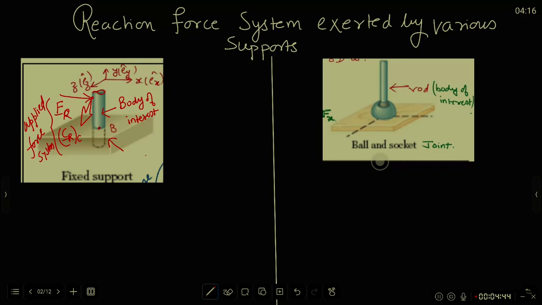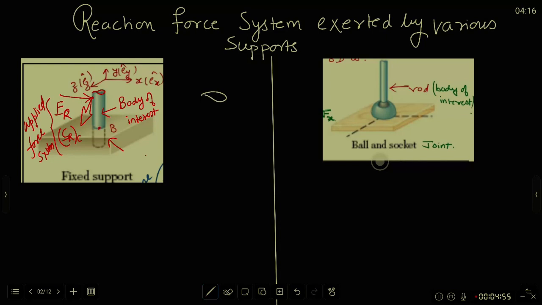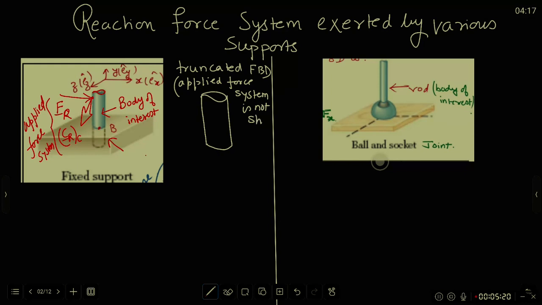So when I am trying to draw the free body diagram of this body, you can call this as the truncated free body diagram. Truncated means not complete, and it is truncated because the applied force system is not shown. That is not my concern right now.